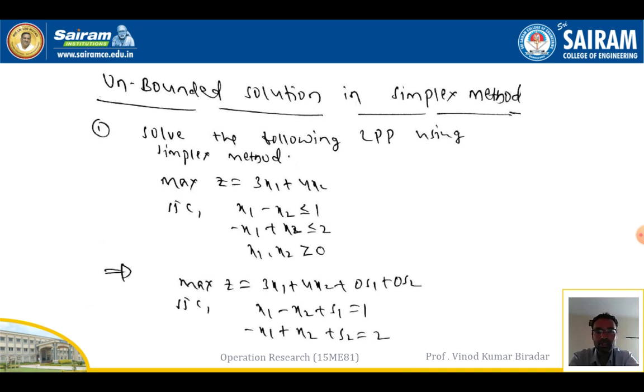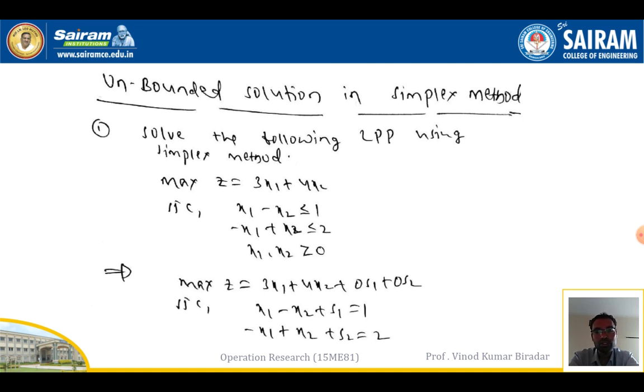The first step is to convert all the inequalities into equations. The first equation is x1 minus x2 plus s1 is equal to 1. Why are we adding s1 here? Because in the given question it is less than or equal to 1. For less than or equal to we add a plus s1; for greater than or equal to you subtract. So s1 is called a slack variable. Similarly, the second equation is minus x1 plus x2 plus s2 is equal to 0.